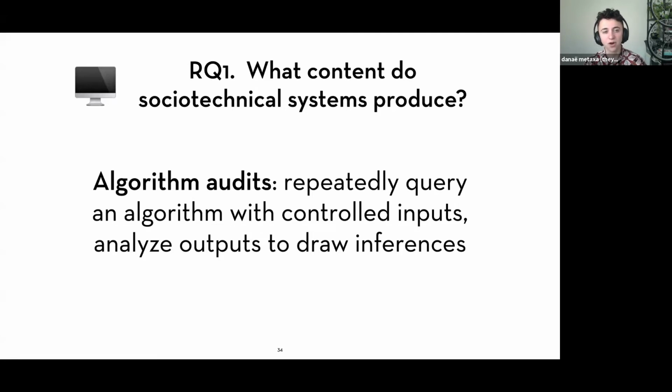Auditing, without the algorithm part, is a powerful tool that's been used in the social sciences for decades to identify discrimination in things like employers' hiring practices or lenders' lending practices, for example. And in the context of algorithms, we adapt it to examine whether an algorithm displays bias.